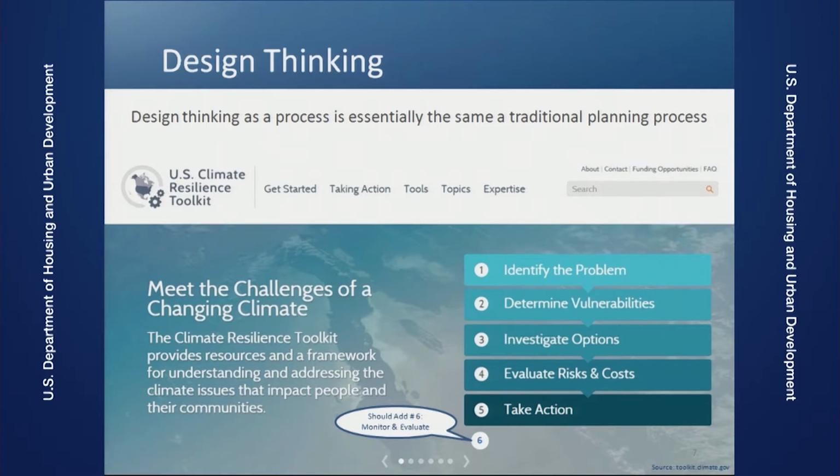Why it's helpful to reflect on design thinking is because it's essentially the same as a traditional community planning process. This is a slide from the U.S. Climate Resilience Toolkit, which can be found at toolkit.climate.gov. You can see here that the framework for addressing climate issues at the community level moves through the same basic stages: identifying the problem, coming up with and evaluating options, then ultimately taking action to implement. The only thing I would add here is a sixth step, which is to monitor and evaluate the action. This brings the process full circle.